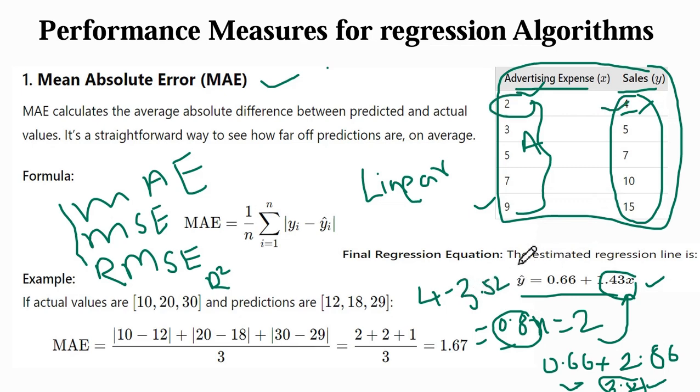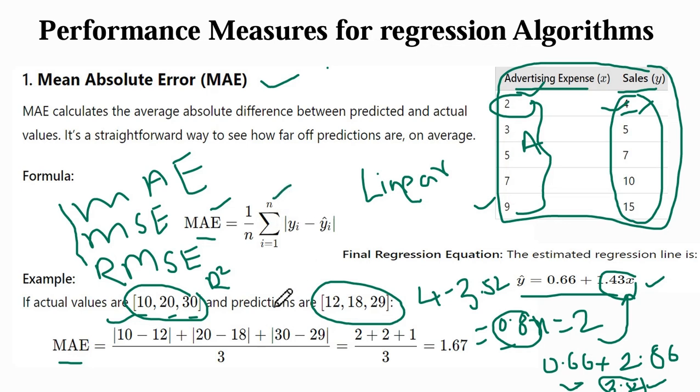To find the error of the entire model, we use one metric called mean absolute error. Suppose the actual values of the model are 10, 20, 30 and the predictions are 12, 18, 29. If you want to find the mean absolute error, it is sigma i equal to 1 to n, where n is the number of observations.